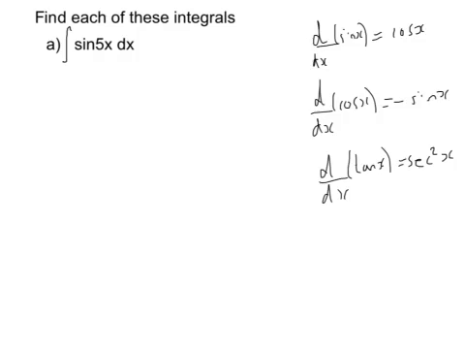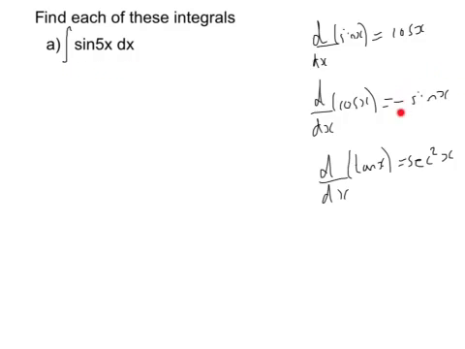Now what that means is if I have to integrate cos x, I'll get sine x. If I have to integrate sine x, I'll get minus cos x. And if I have to integrate sec squared, I'll get tan x, as integration is the reverse of differentiation. Okay, so for the first question, I have to integrate sine 5x.